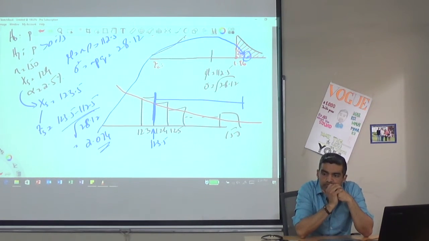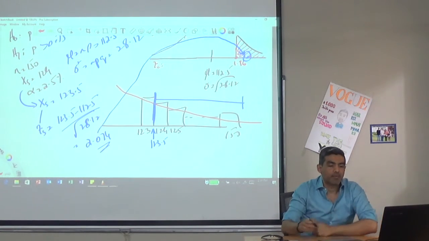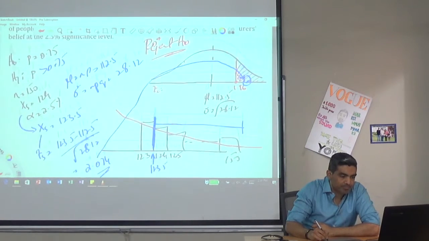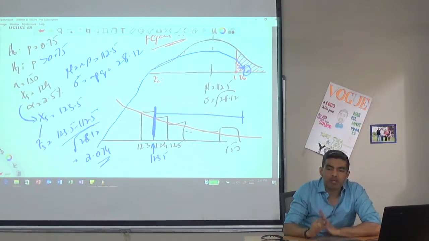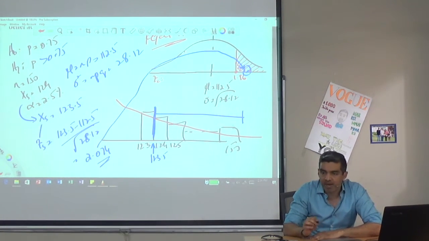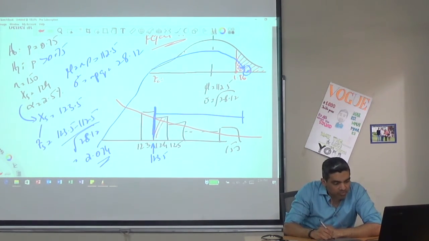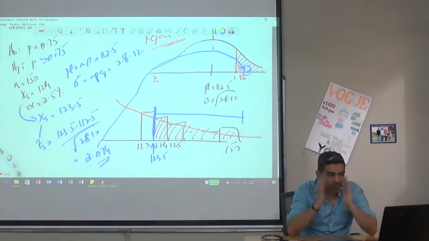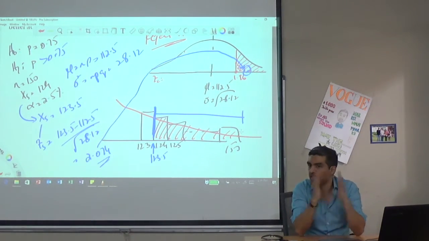You stand here at 124. If you are using the binomial distribution formula, how would you know you're in the rejection region? You would be finding the probability all the way from 124 till 150, right? And then you would see if the area is within 2.5% or more than 2.5%. Then you would be either inside or outside.